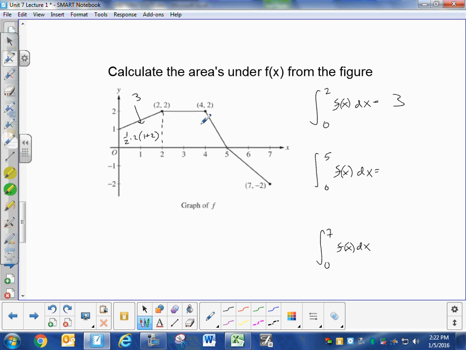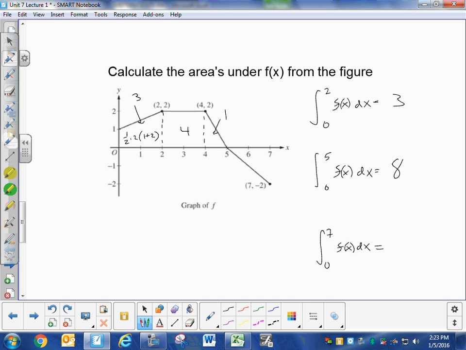From 0 to 5, I would be adding this rectangle here, or I could consider this a trapezoid with a height of 2 and a base of 3 and a base of 2. But instead, let's just say this is a 2 by 2, and this is a 1/2 base of 1, height of 2, so that's 1. So I got 3 plus 4 plus 1, that's 8.